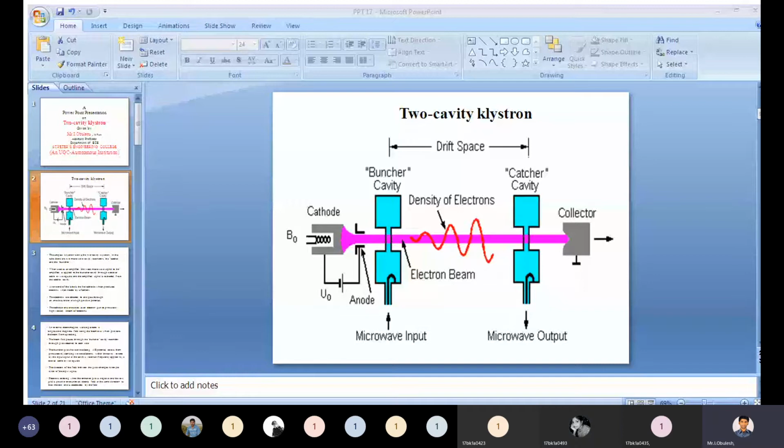Thus, the oscillating field in the catcher cavity is an amplified copy of the signal applied to the buncher cavity. This amplified signal is extracted from the catcher cavity through a coaxial cable, which also acts like a waveguide.